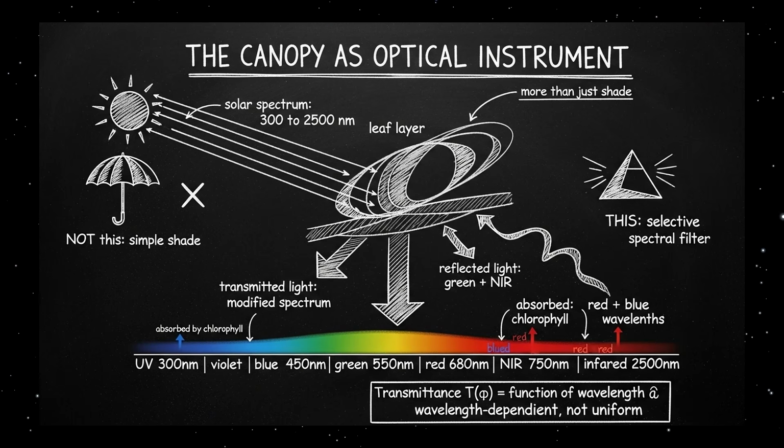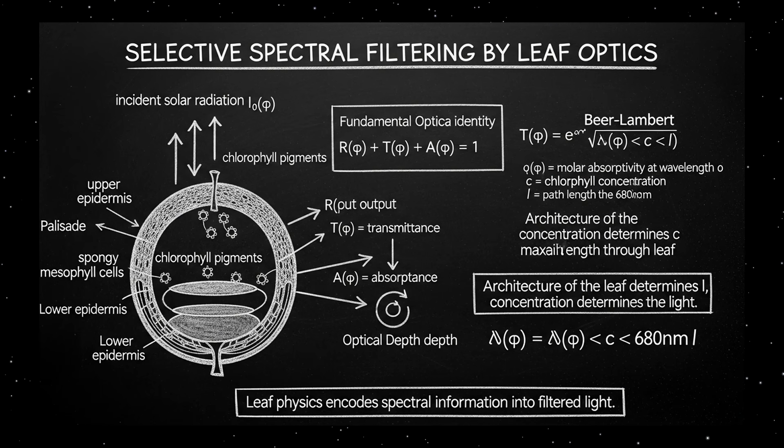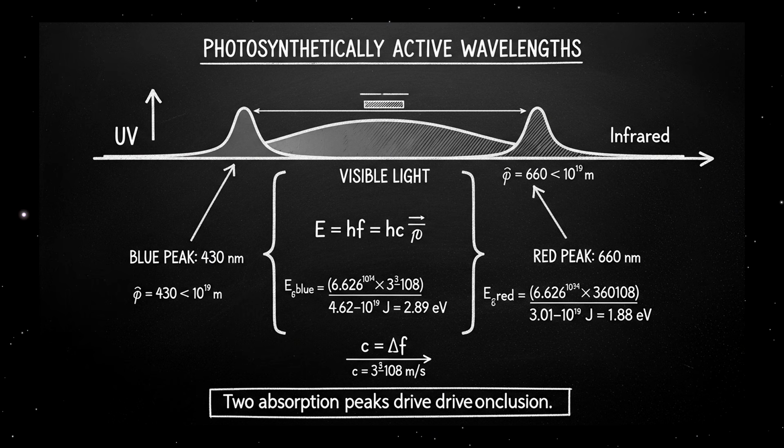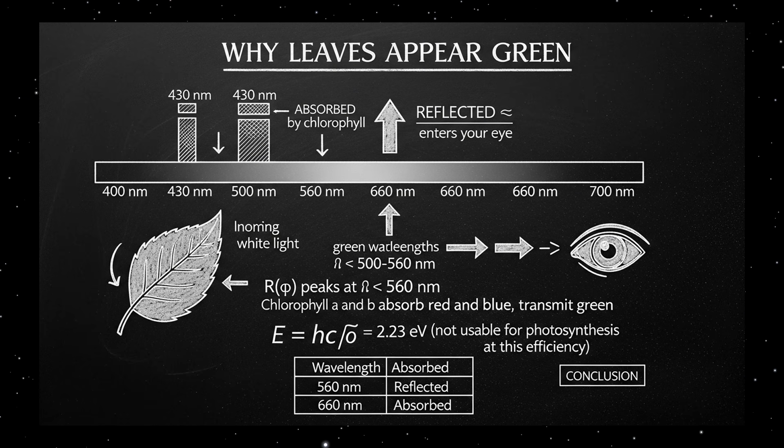Light is the second layer, and this is where the canopy reveals itself as something more sophisticated than a parasol. Canopy light is not reduced sunlight. It filters the solar spectrum selectively, based on the optical properties of chlorophyll and the architecture of the leaf itself. Chlorophyll A and chlorophyll B absorb strongly in two specific wavelength bands: the blue range around 430 nanometers and the red range around 660 nanometers. These are the photon energies that drive the light reactions of photosynthesis, captured by the pigment molecules in the thylakoid membranes of the chloroplasts. Green light, the wavelengths between 500 and 600 nanometers, is reflected, which is why leaves appear green.